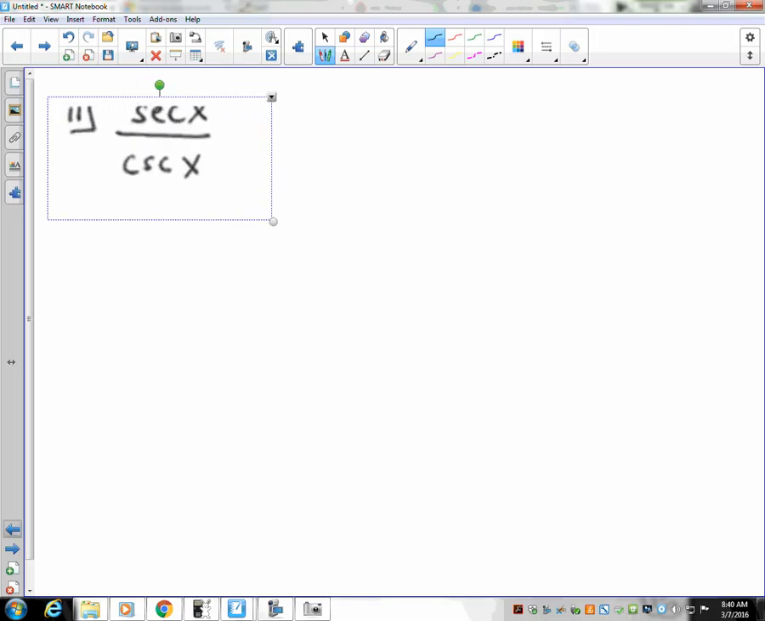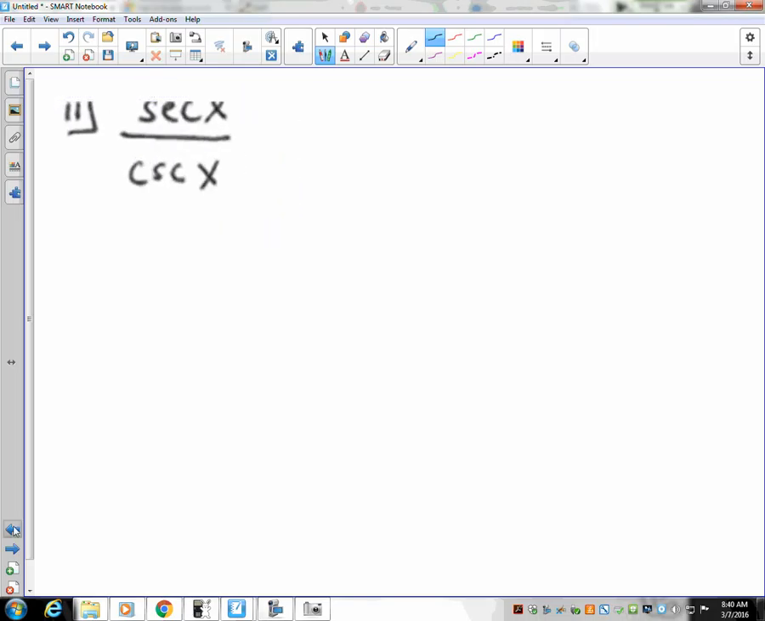Now number 11, we've got secant over cosecant. So notice no squares, no 1s. Let's change everything to sine and cosine here. So secant is 1 over cosine, and cosecant is 1 over sine.